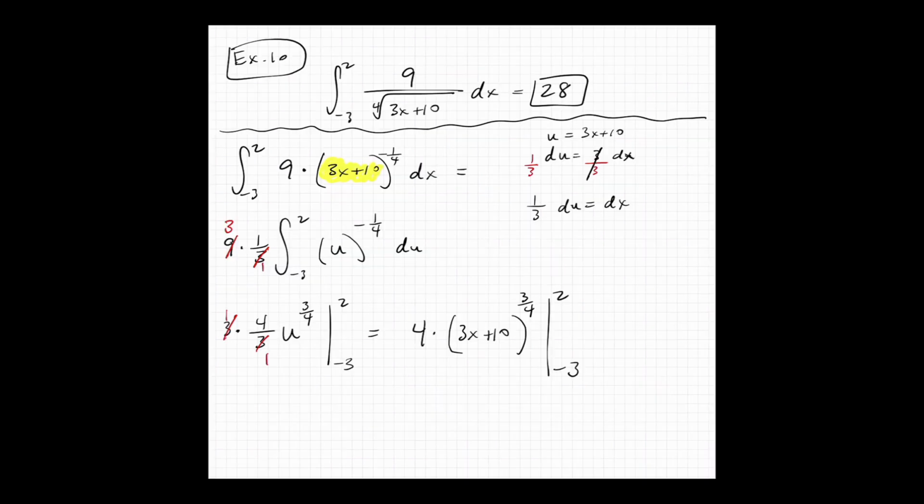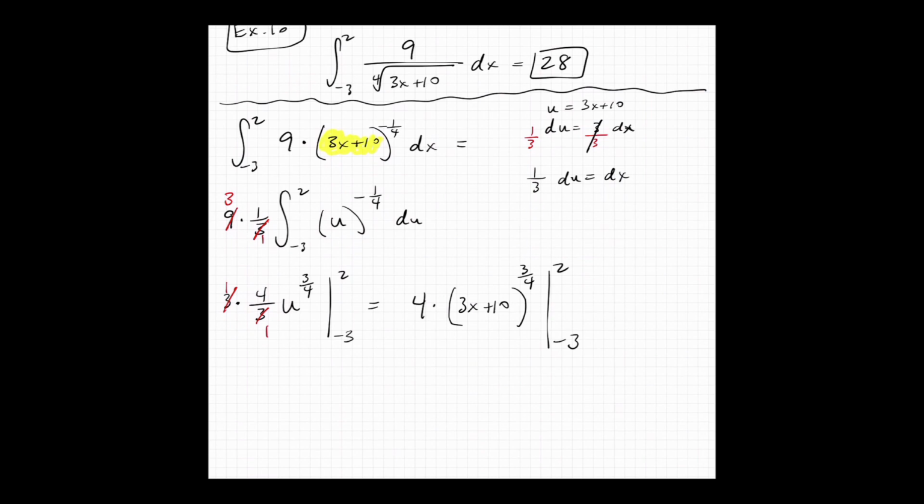So I rewrote it. First thing I did was rewrite it: 9 times (3x plus 10) to the negative 1/4 power. U was 3x plus 10. Du was 3 dx, so I multiplied the 9 times the 1/3 that I substituted back in. I got 3. Did u-sub, or antiderivative for u to the negative 1/4. So that's 3/4 divided by 3/4, which is multiplying by 4/3.